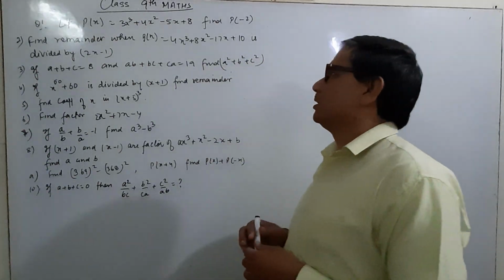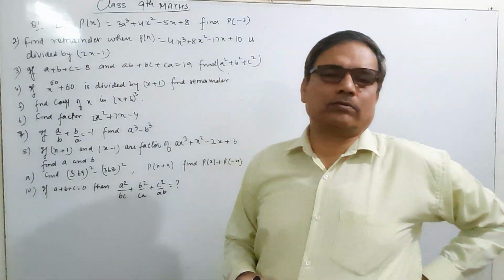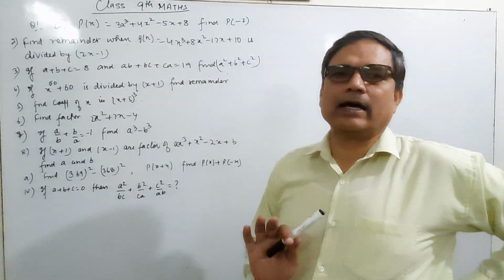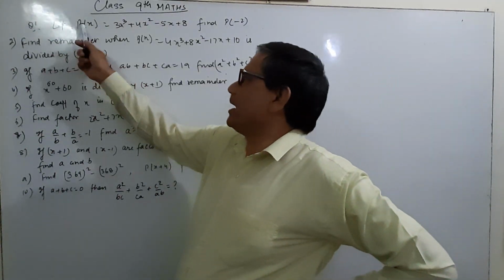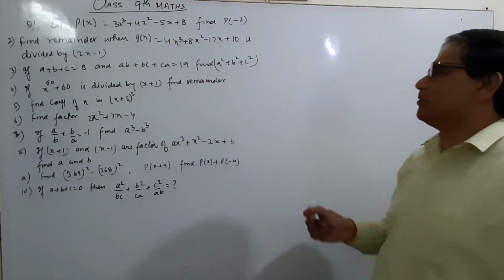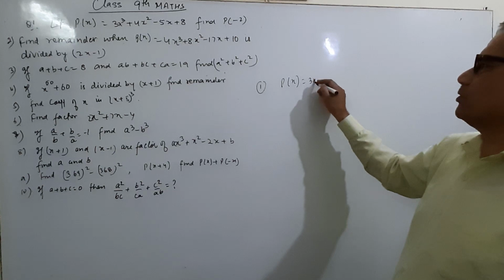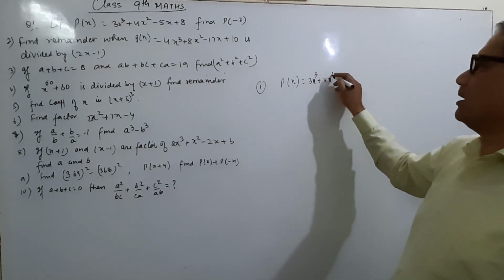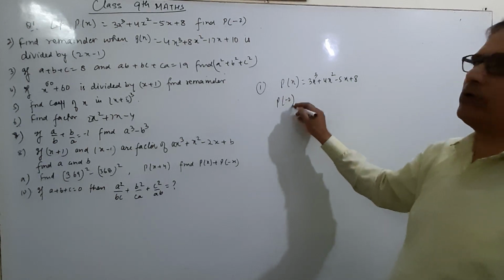Now check how the question can be solved. I will just give some hints if you want, and you have to check yourself. P(x) is equal to 3x cube plus 4x square minus 5x plus 8, and find P(-2). If P(x) is given to us, what do we have to find out? We have to find out P(-2).